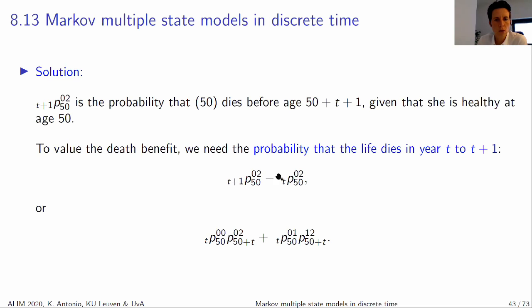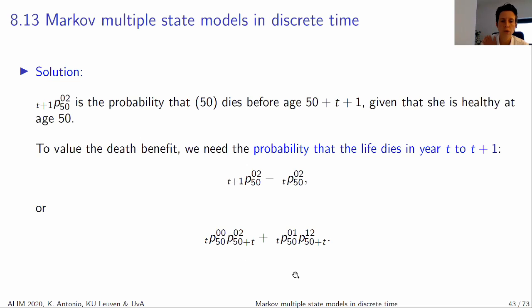So either we write it down as a difference between the probability of dying before year T and the probability of dying before year T+1. If you take the difference between these 2 probabilities, it means you capture the probability that your life will die between age 50 plus T and 50 plus T+1.